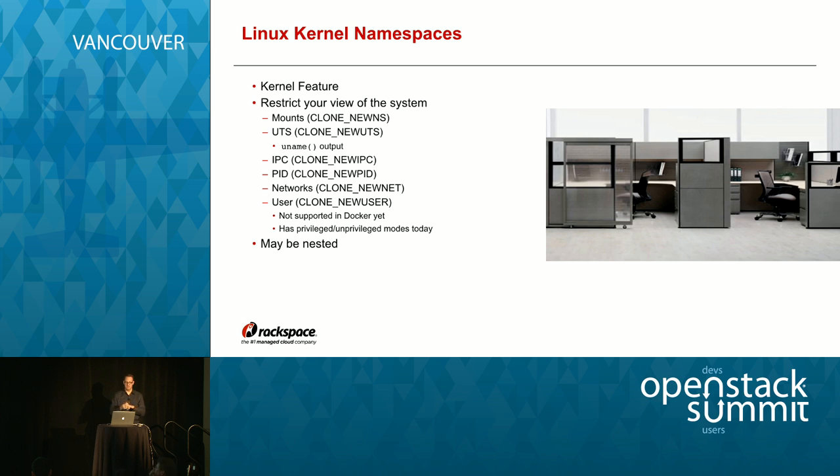There's one for UTS. This is like what happens as a result of running uname. So what the host name is when you ask for the host name. IPC deals with inter-process communication, so things like semaphores. It would be really bad if you had multiple machines on the same box and you created a semaphore and somebody in another container could access your semaphore. That would be really bad, so we've got namespaces for those too.